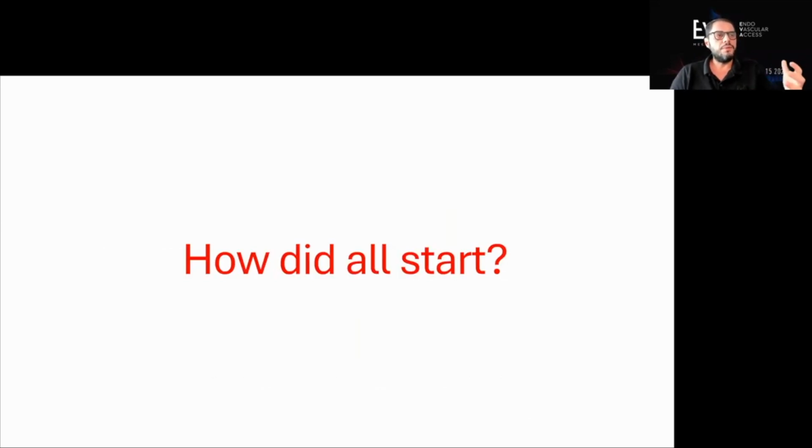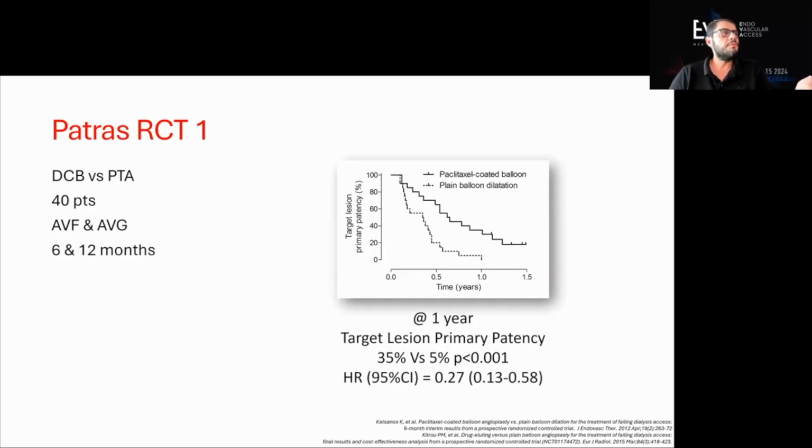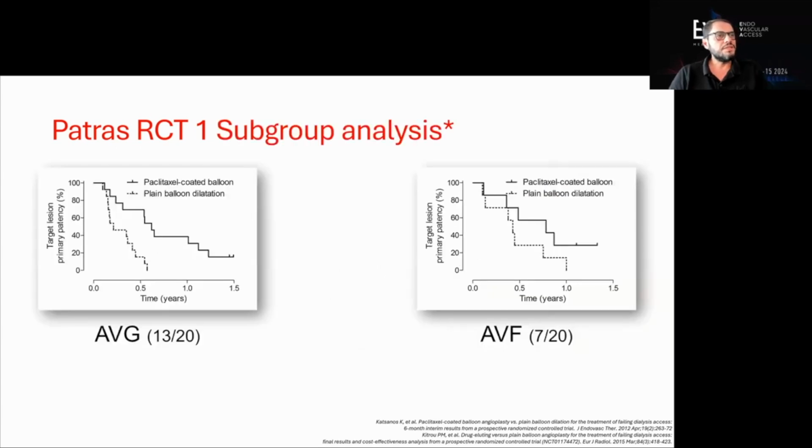How did it all start with paclitaxel in vascular access, drug-coated balloons in vascular access? So the first study came from our department in Patras. It was a randomized controlled trial, drug-coated balloons versus PTA, 40 patients with fistulas and grafts. And at 1 year, the target lesion primary patency was significantly better for drug-coated balloons. The interesting thing is that when we did a subgroup analysis for AVGs and AVFs, we found out that in the subgroup of grafts, this signal was there. There was a significant difference in favor of drug-coated balloons, but this did not happen in fistulas.